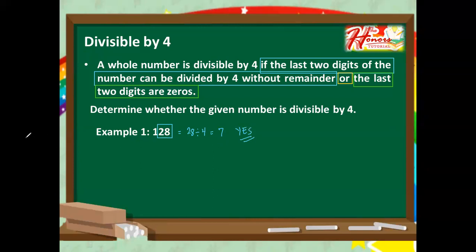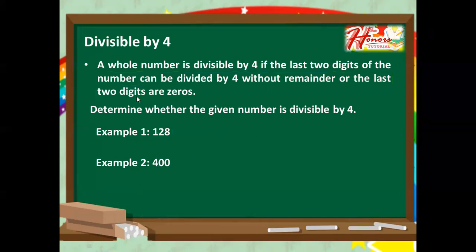As easy as that. Next, example 2, 400. The last two digits of this given number are zeros. The second condition is this: the last two digits are zeros. So therefore, automatically it is a yes. It is divisible by 4 because the last two digits of the given number are zeros.